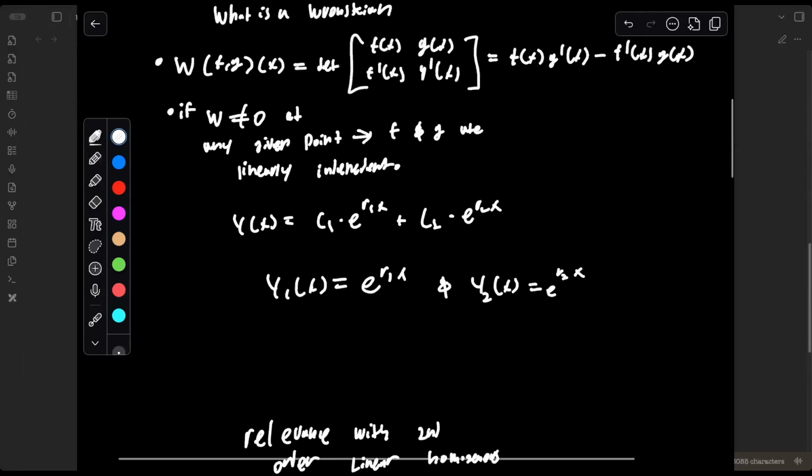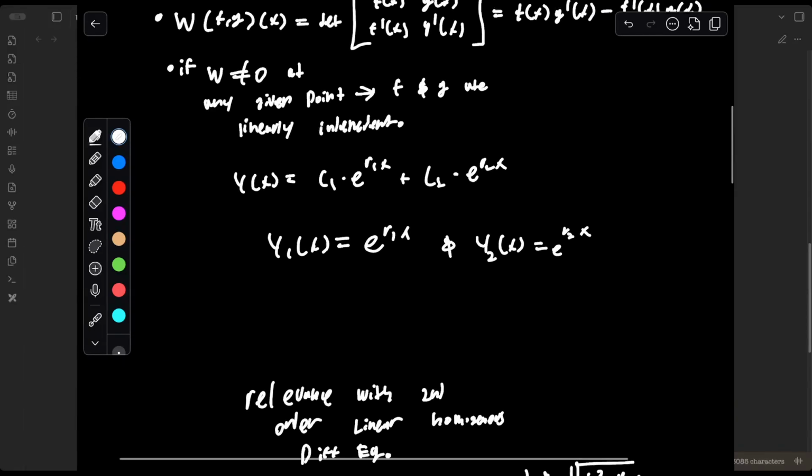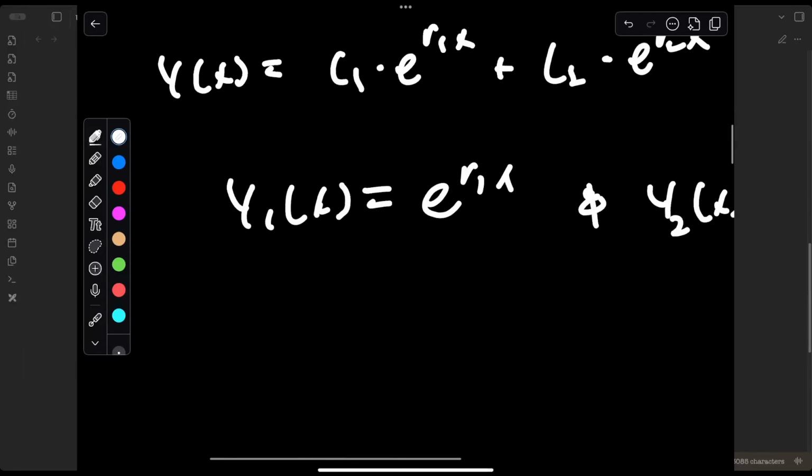Now we're going to use this via the Wronskian. We have y1 and y2. We're going to find the derivative of y1.